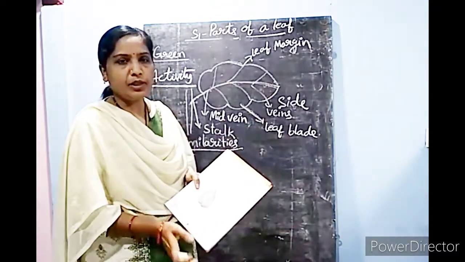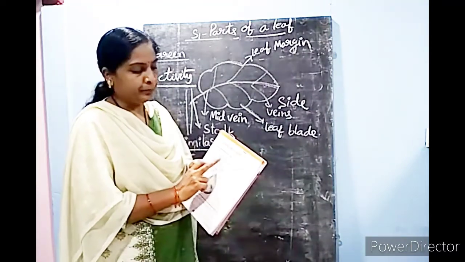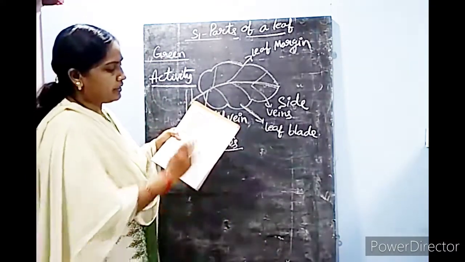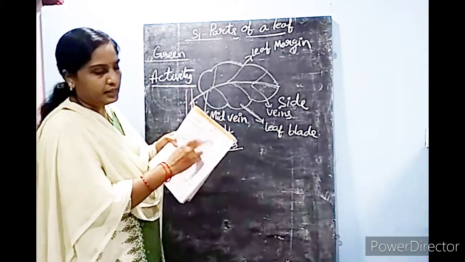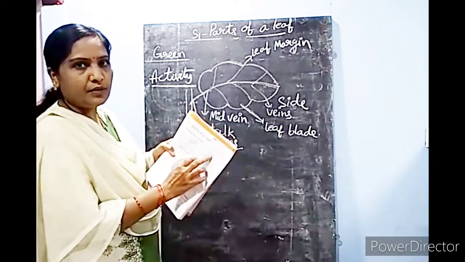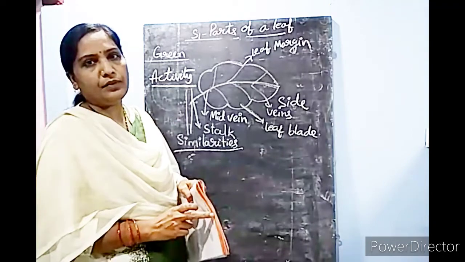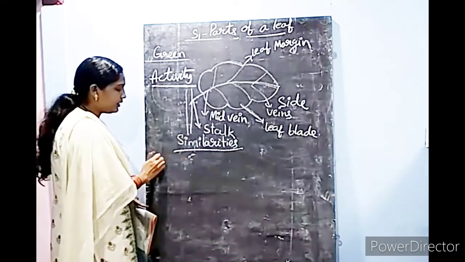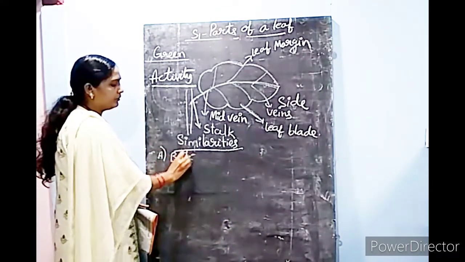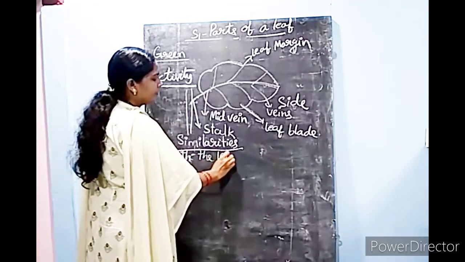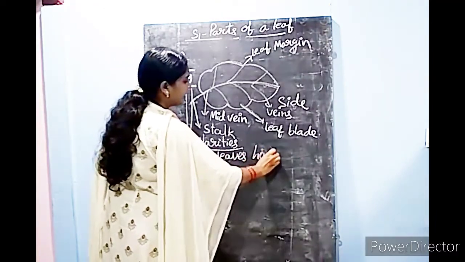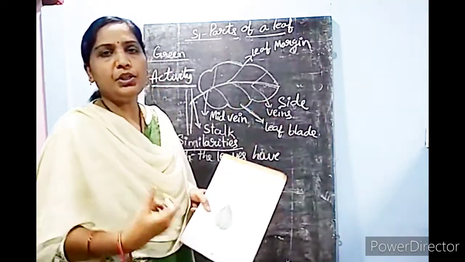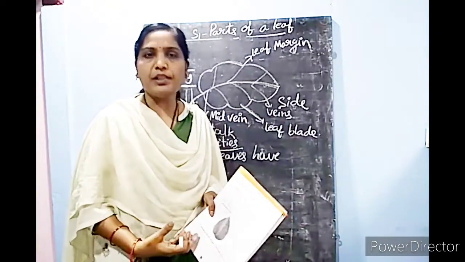So here, what are the similarities? Leaf A and leaf B both have a midvein. Are you able to see the midvein? Yes. Are you able to see the side veins? Yes. So both the leaves have side veins, both the leaves have mid vein, and both the leaves have stalk. Okay? So can you write that? Both the leaves have side veins, both the leaves have mid vein, both the leaves have stalk. You need to write that answer in your own words, children.